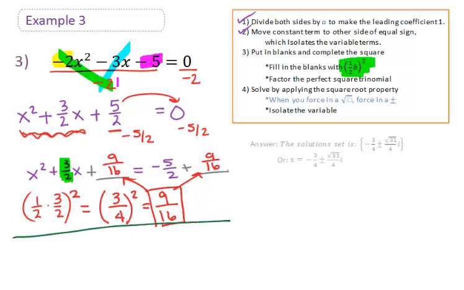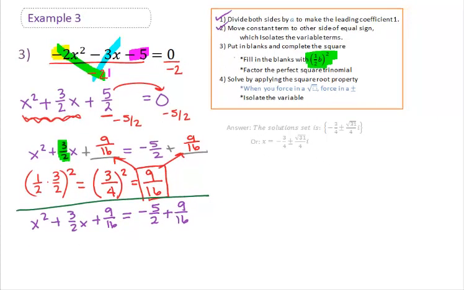Just rewriting my equation at this point, I have x squared plus 3 halves x plus 9 over 16 on the left, and that is equal to negative 5 halves plus 9 over 16 on the right. So I've done the first part of my complete the square process. Now I need to factor the trinomial on the left. So setting up my parentheses because I do not have any common factors.